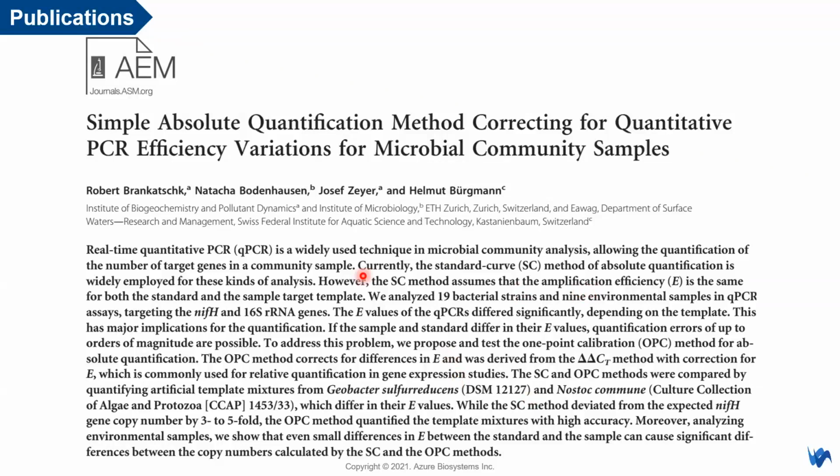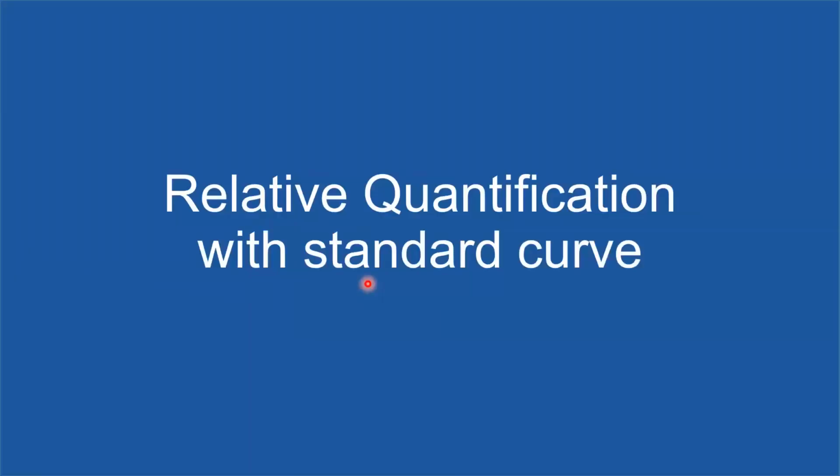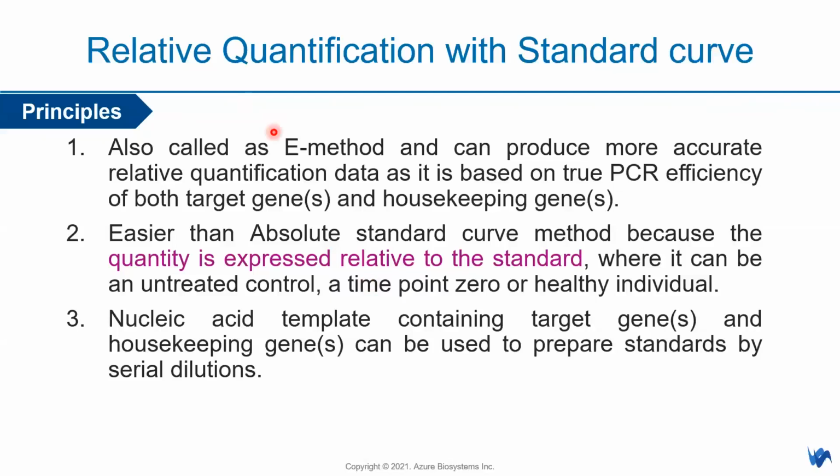All right, that's pretty much it for absolute quantification with standard curve. Next, let us look at relative quantification with standard curve. This relative standard curve quantification, also called the E method, can produce more accurate relative quantification data because it is based on the true PCR efficiency of both the target gene and the housekeeping gene. So this is much more reliable because you count in the PCR efficiency here.